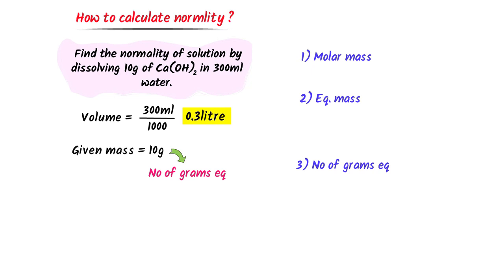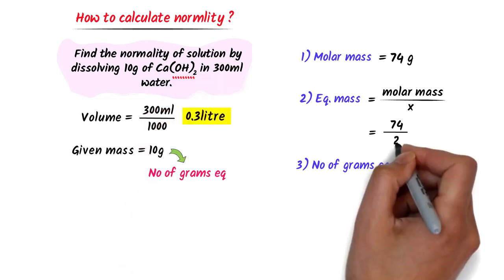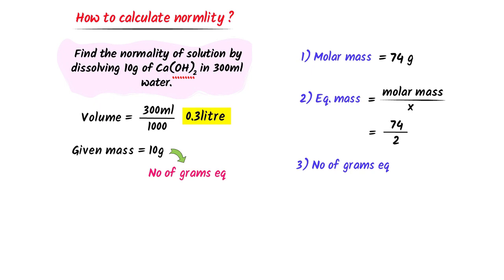We know that the molar mass of calcium hydroxide is 74 gram. Secondly, to find equivalent mass, I divide molar mass by X. We know that molar mass is 74 gram and the value of X is 2 because there are 2 hydroxide ions present in calcium hydroxide. After calculation, I get 37 gram.